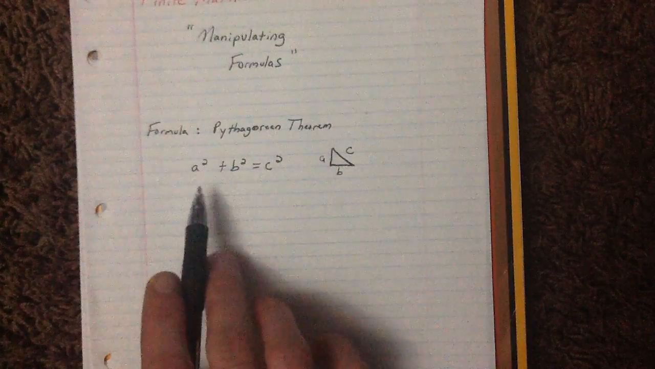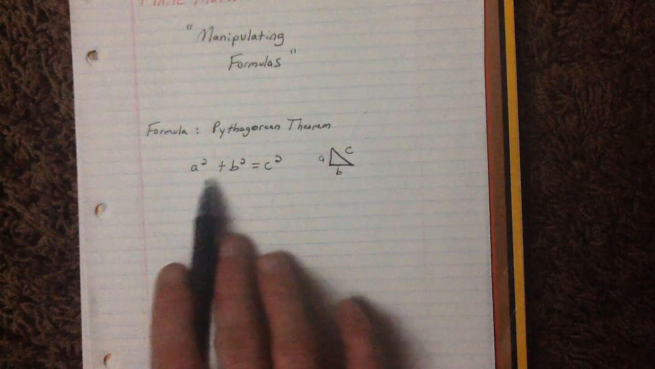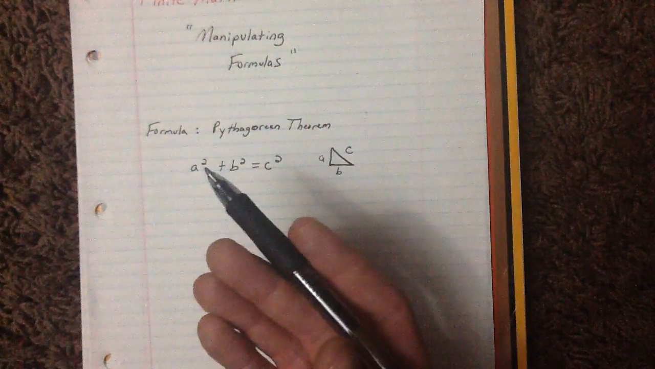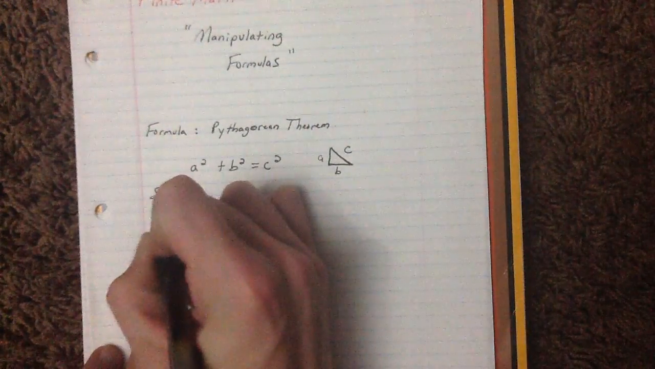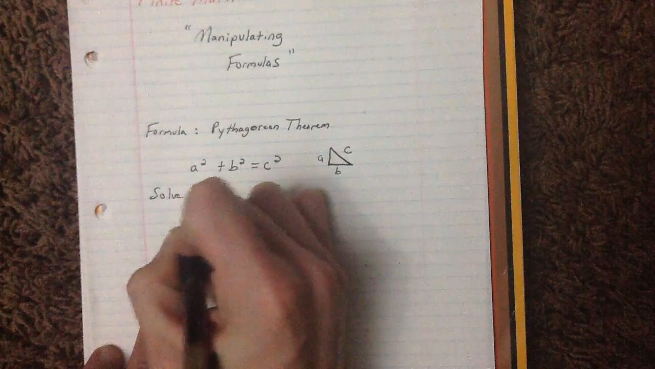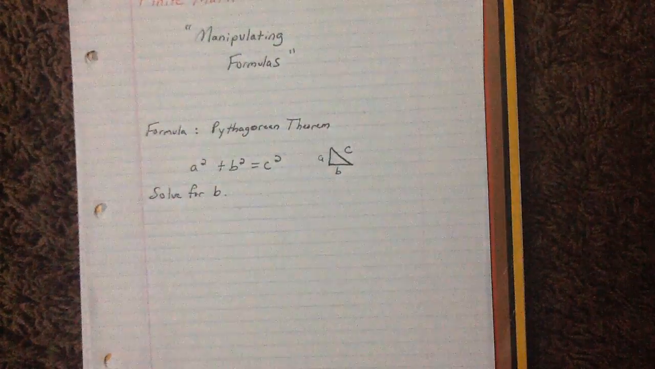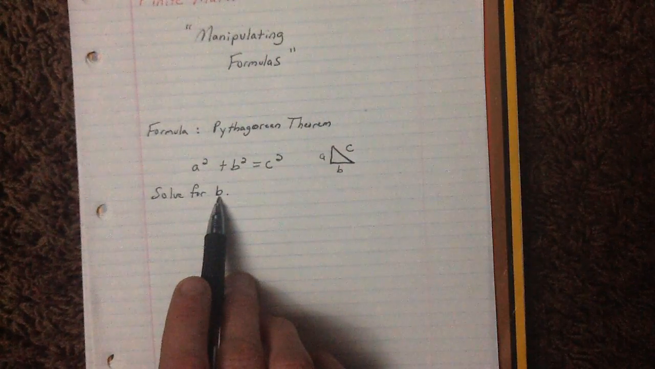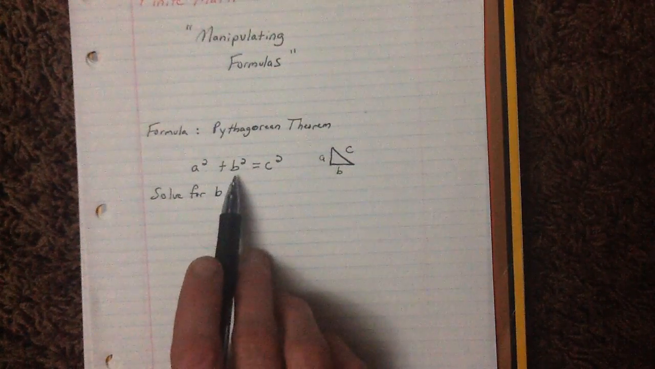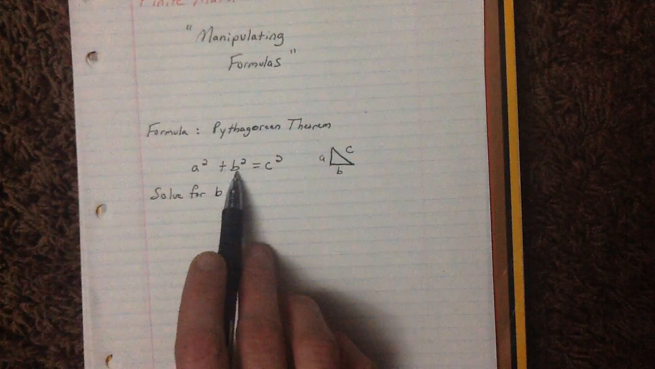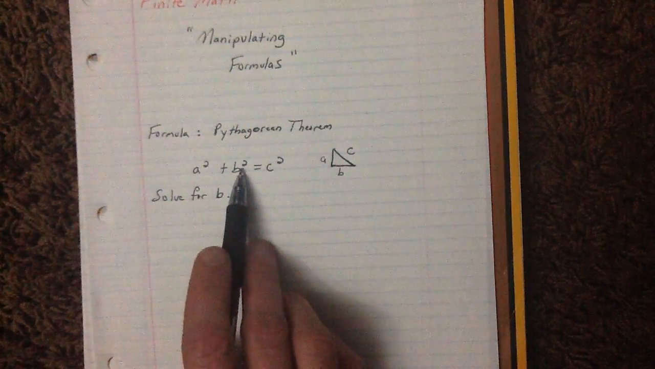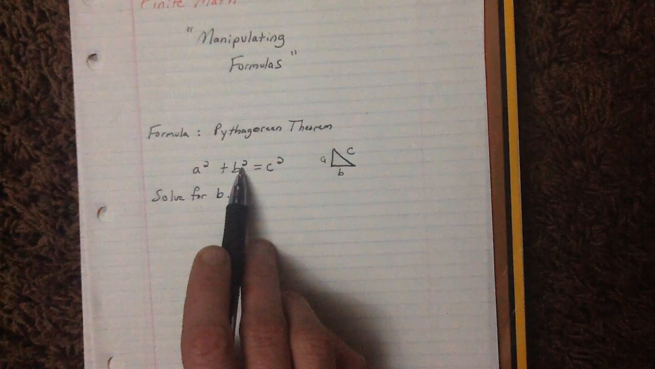When you're asked to manipulate a formula, you're going to take one that's pretty standard and pretty well known, but you're going to be asked to solve for some part of it, like this. Suppose it says solve for b. To solve for a variable, you have to have it by itself on one side of the equal sign. B is located up here to the left of the equal sign, and he's definitely not by himself. A squared is over there with him, and he also has a square that we need to get rid of.